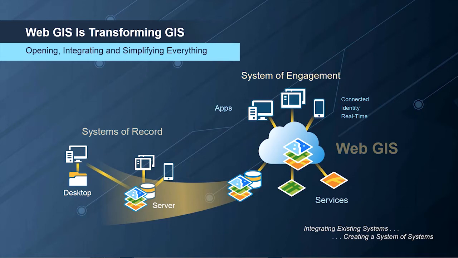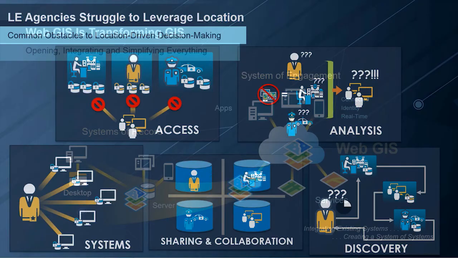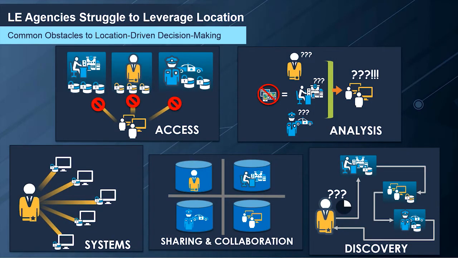So why does WebGIS matter? When we talk to our customers that don't have a WebGIS, we often see a pattern of common challenges, and those challenges impede our customers from fully leveraging their location data for smarter policing efforts. The first challenge we often hear about is around issues about access.